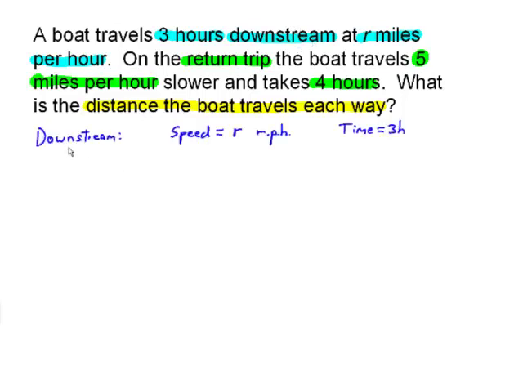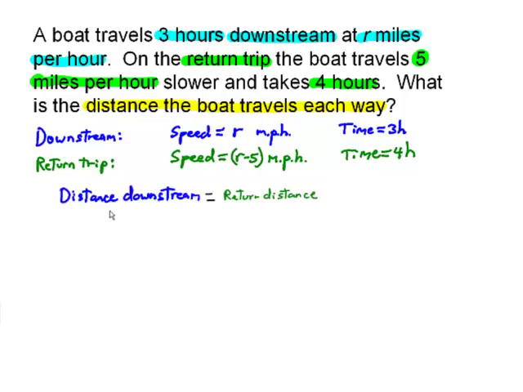On the downstream trip, the speed or rate is r miles per hour, and the time it takes is 3 hours. On the return trip, the speed is 5 miles an hour slower, so r minus 5, and the time is 4 hours. And we said the distance of the downstream trip and the distance of the return trip are equal, so we can use that to write an equation. The distance of the downstream trip equals the distance of the return trip.